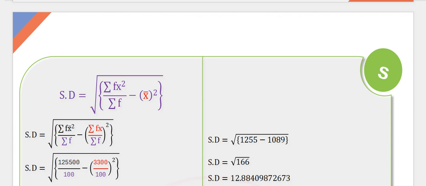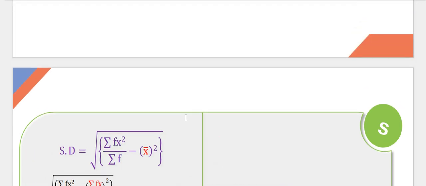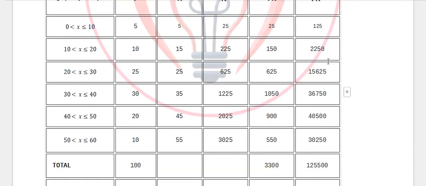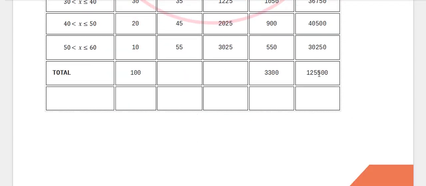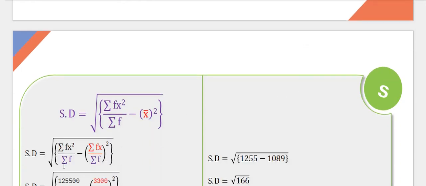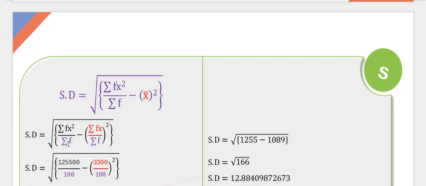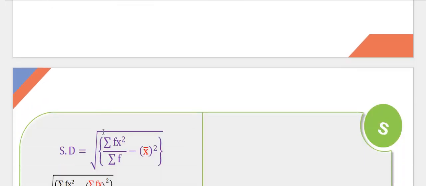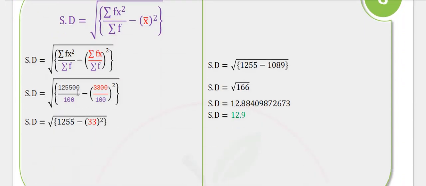So what is fx squared? We go back to the table and look for fx squared. The total number, it is 125,500. At least that is how I'll read this. Yeah, so I'll place it right there. I also do the same thing for frequency. My frequency is 100 here. I'll place it right there.